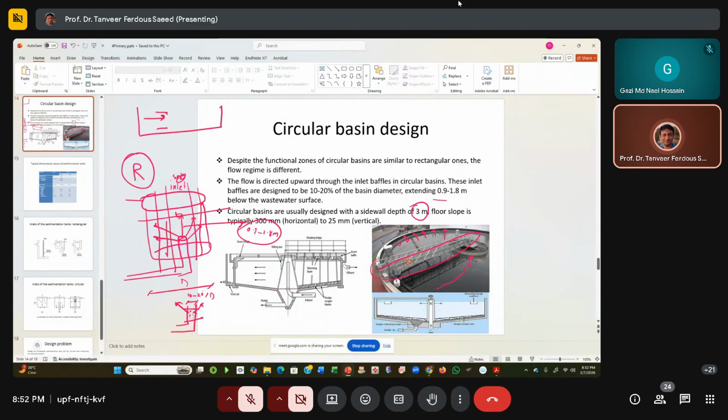The bottom slope here will be 300 millimeter horizontal to 25 millimeter vertical. And definitely there will be a scraper. When the solids accumulate on the floor of the tank, they are scraped, the scraper is moved, and the solids are removed from the system.